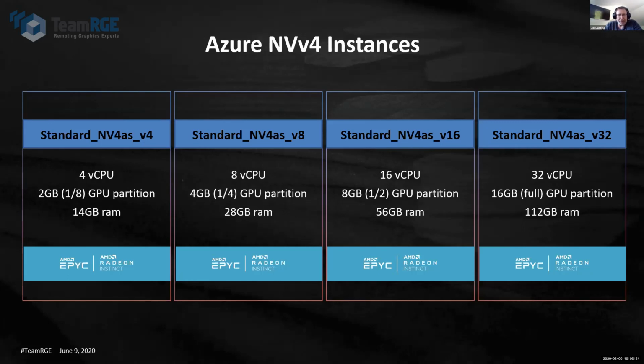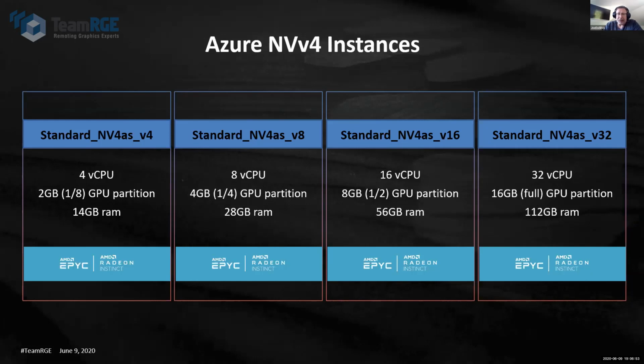So we go from 4 to 8 vCPUs. The frame buffer goes from 2 to 4, which is a quarter of a GPU in this case, and we double the memory, right up to the full size, the 32, which is 32 vCPUs, a full MI25 GPU and 112 gigabytes of RAM.